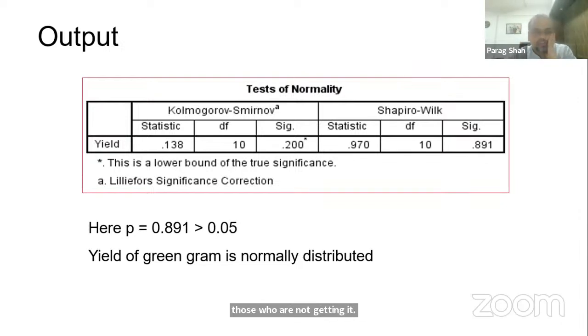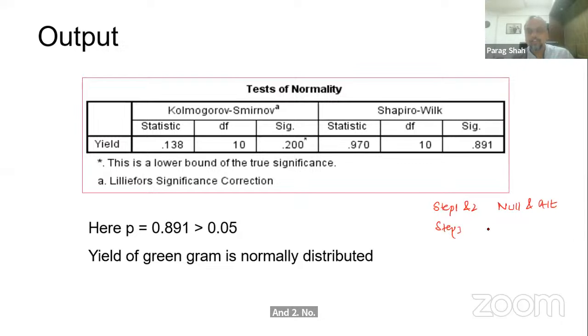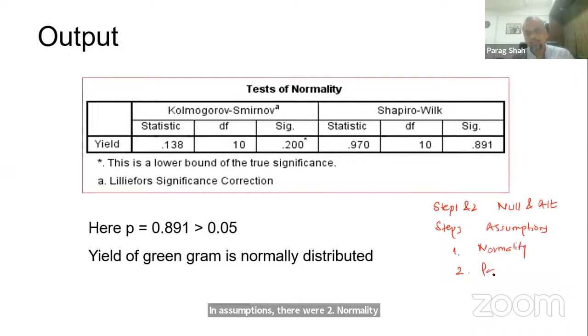Okay, so this is done. So my third step is done. Understand, step 1 and 2, null and alternate. Step 3, assumption. In assumptions, there were 2, normality and population variance.